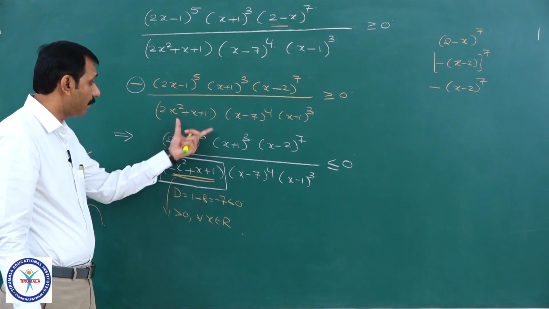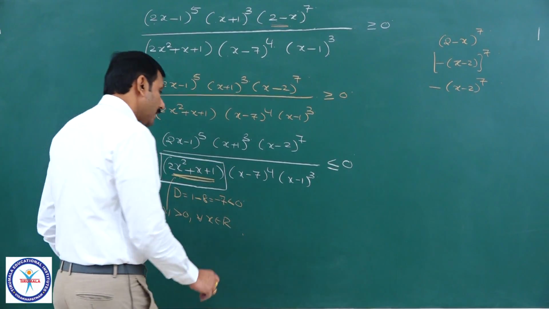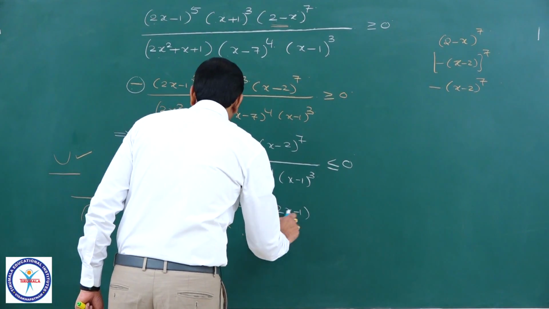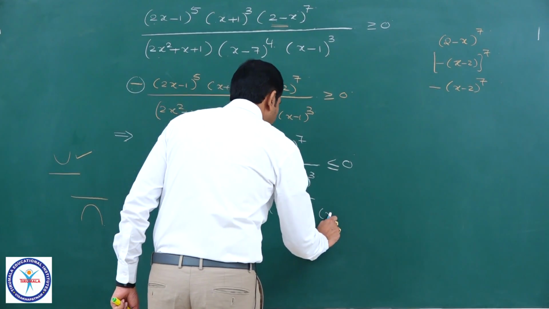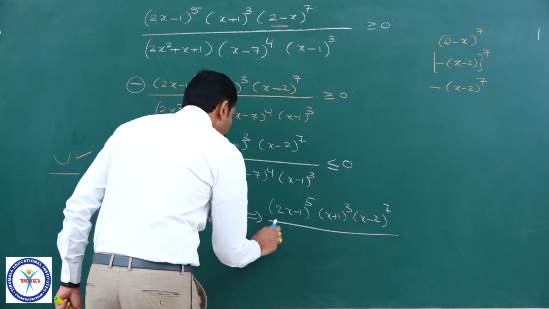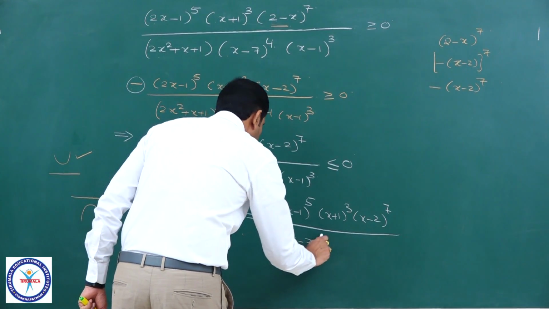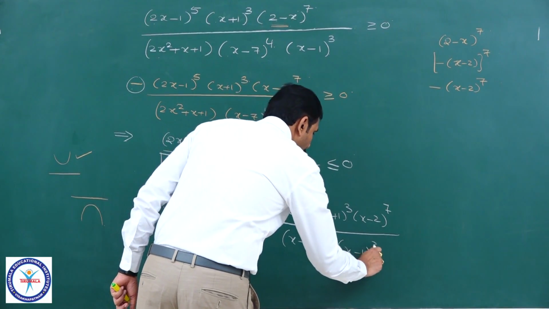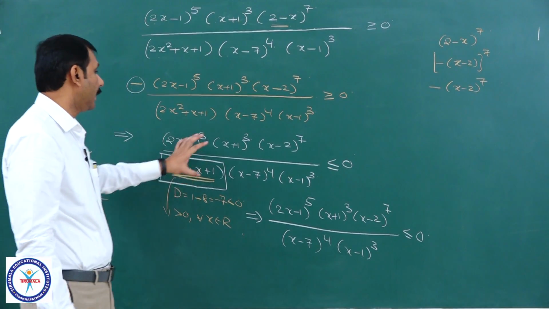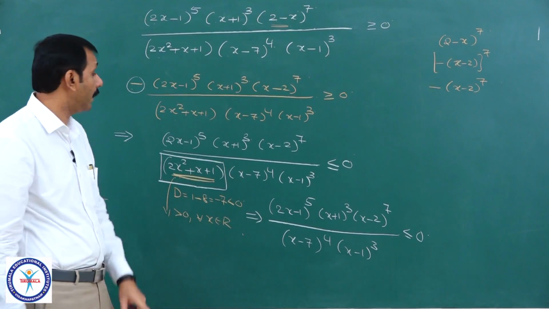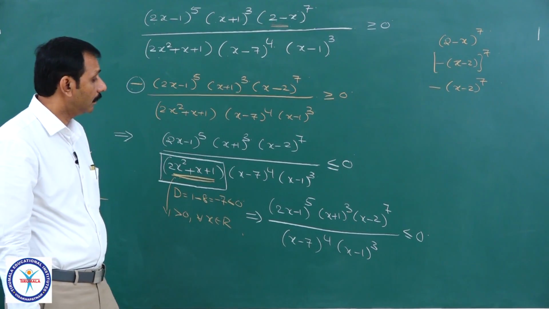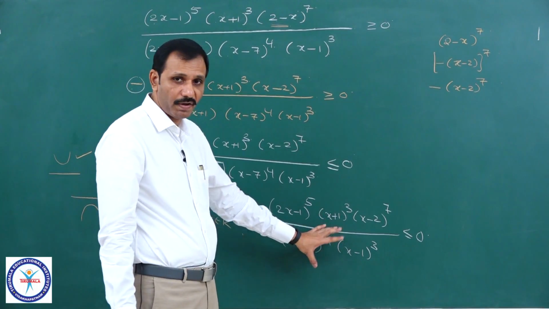Therefore, finding the values of x where the complete expression is less than or equal to 0 is equivalent to finding the values of x where (2x minus 1) whole power 5 into (x plus 1) whole cube into (x minus 2) whole power 7, by (x minus 7) whole power 4 into (x minus 1) whole cube, is less than or equal to 0. Therefore, now it is our standard form.